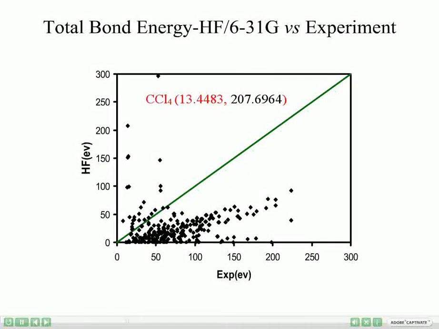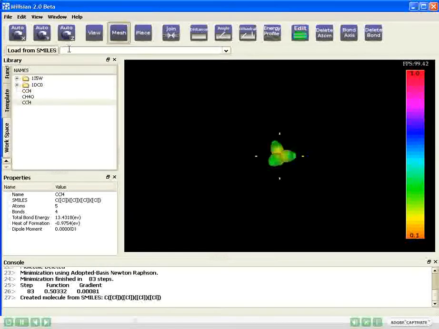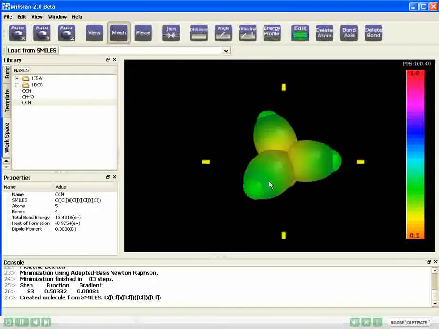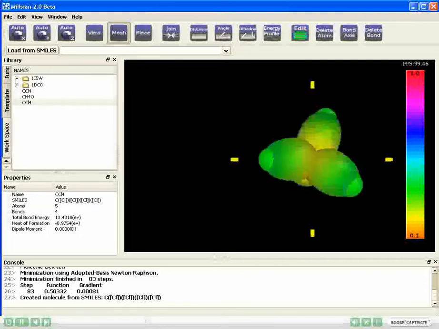For comparison, let's calculate the total bound energy for the same molecule in Millsian. One of the easiest ways to generate the molecules in Millsian is to use a SMILES representation of the molecules. It takes less than 1 second to finish the calculation for carbon tetrachloride. The calculated properties are displayed in the Millsian property window.